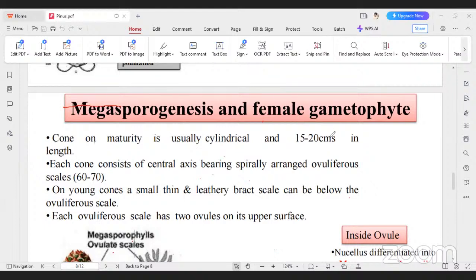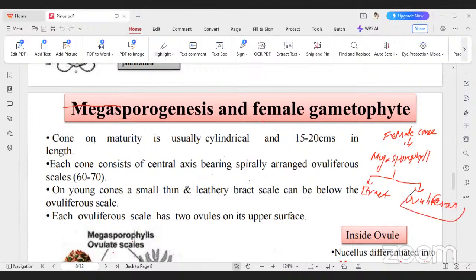Which cone? Female cone. This female cone is made up of megasporophylls. Actually, this megasporophyll is compound. Compound means it has two types of scales: bract scale and ovuliferous scale. The name ovuliferous scale itself tells you it bears ovules or megasporangia.